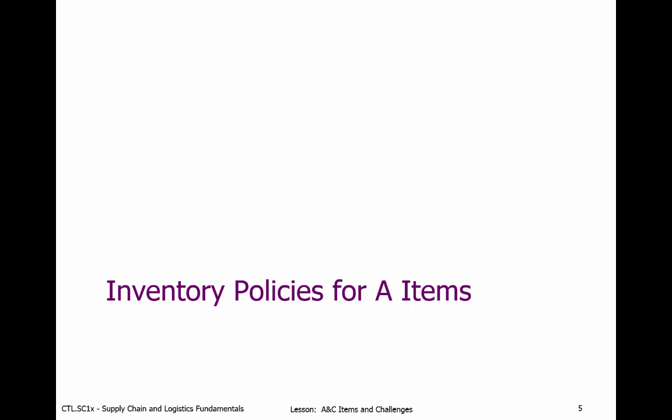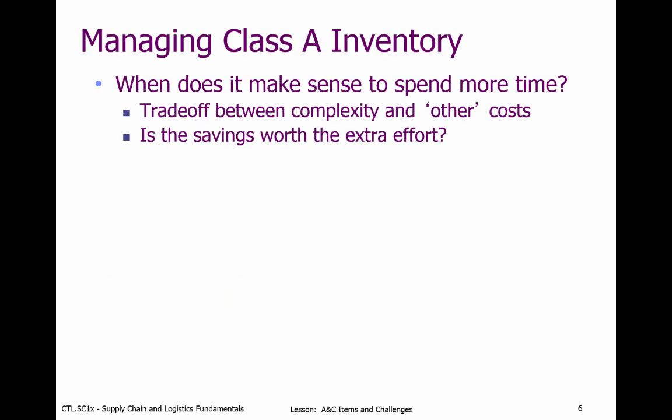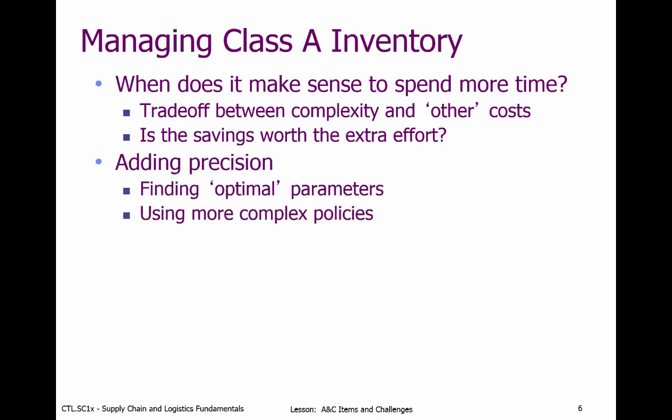So let's discuss inventory policy for Class A items. The question we want to answer is, when does it make sense to spend more time and effort on finding better parameters than for just the B items? Again, it's a trade-off between this complexity and some other costs that we might be saving. Is that savings worth the extra effort? Is it worth spending the extra time, extra precision to find these optimal parameters and using more complex policies?